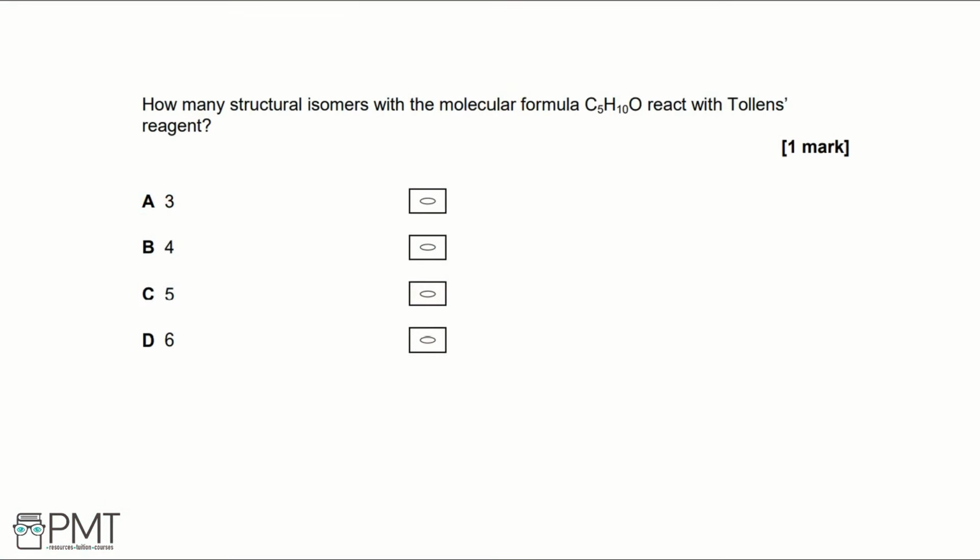How many structural isomers with the molecular formula C5H10O react with Tollens reagent? A, 3, B, 4, C, 5 or D, 6? So Tollens reagent is the chemical test for an aldehyde functional group. So in our structural isomers, we're looking for an aldehyde. So let's draw the structural isomers of C5H10O.